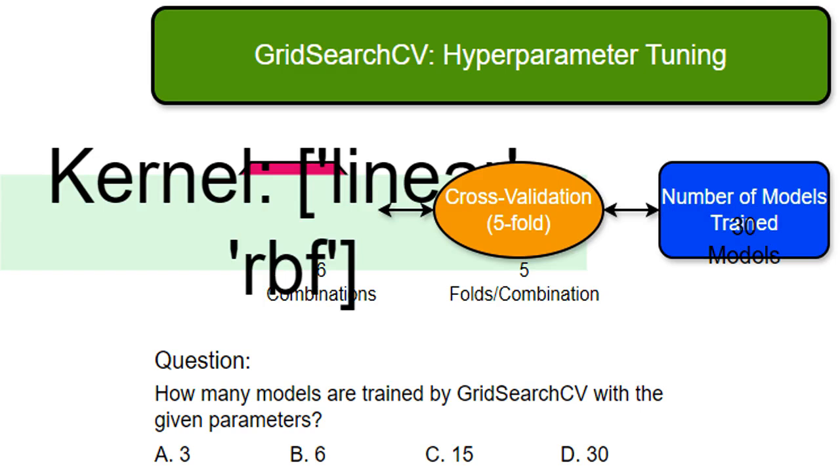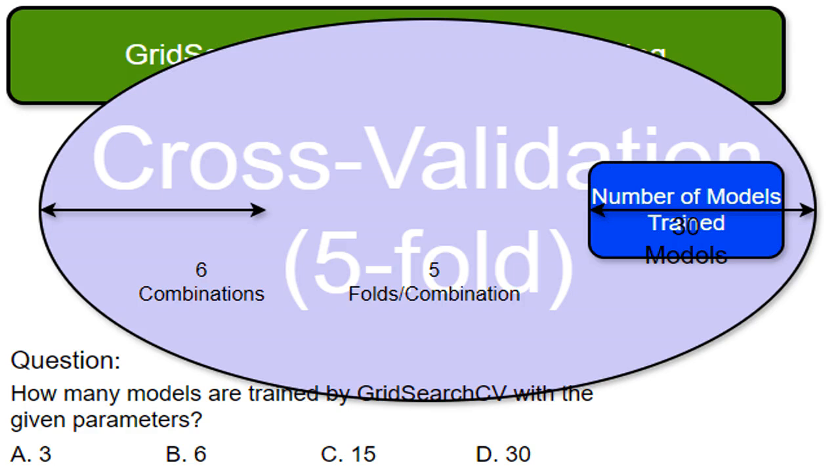I'm comparing 2 different kernels, linear and RBF, radial basis function. The kernel determines how the model calculates similarity between data points. Linear is simple, RBF is more complex and flexible. To make sure my results are reliable, I'm using 5-fold cross-validation. I'll split my data into 5 parts, train my model on 4 parts, and test it on the remaining part. I'll repeat this 5 times, each time using a different part for testing. This gives a more robust estimate of the model performance.